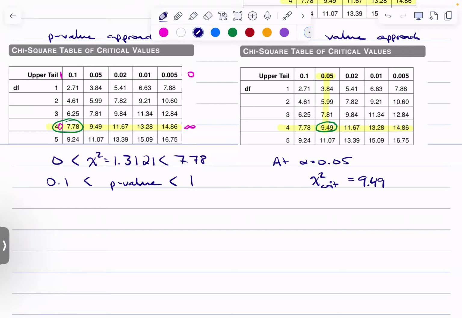I'll do the side-by-side conclusions as well, because it depends. If you use the p-value approach, then of course you need to compare the p-value to the alpha level. Or if you use the critical value approach, then you need to compare your calculated chi-squared, 1.3121, to 9.49, right?